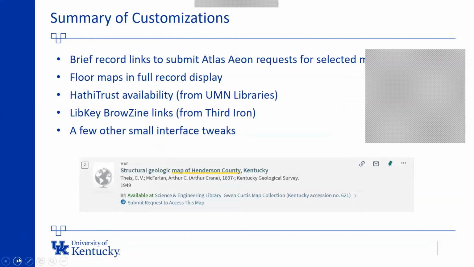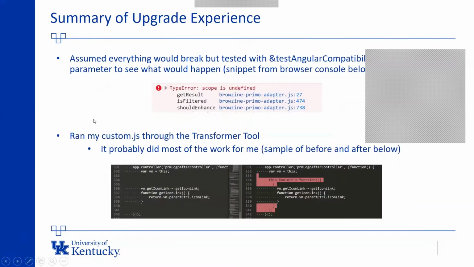I just went into it assuming everything was going to break, so I might as well check it all out. I grabbed that test Angular compatibility parameter and just started tacking it on and running through a lot of my various canned searches, and I could see the errors popping up. When I compare my regular view versus adding that parameter, I could see the errors start popping up. So I know I've got stuff I need to fix.